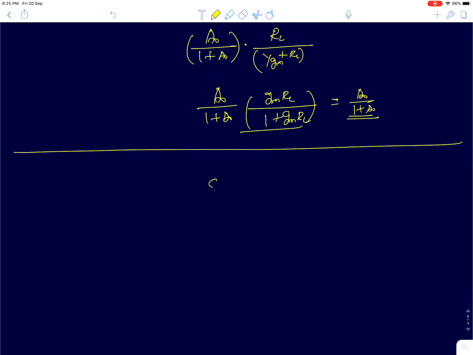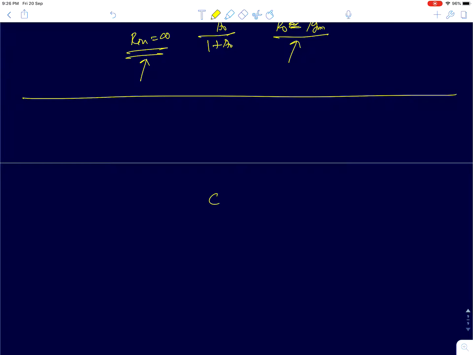Okay, so for a common drain configuration, to summarize, the intrinsic gain is A0 by 1 plus A0, where A0 is Gm R0. The output resistance is 1 by Gm approximately. It's actually 1 by Gm parallel R0, but I'm approximating to 1 by Gm. And the input resistance is infinity.